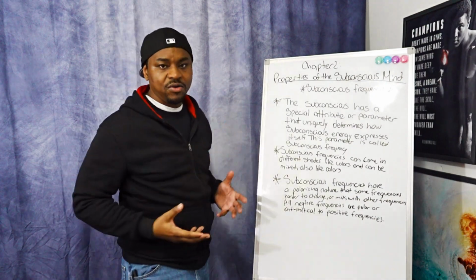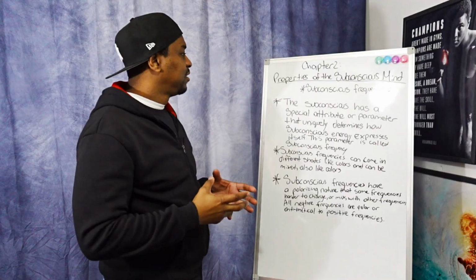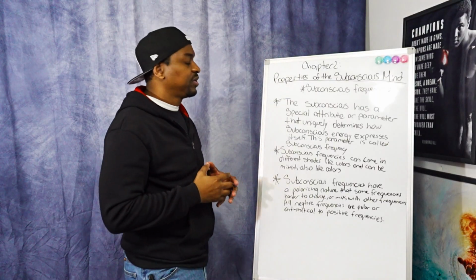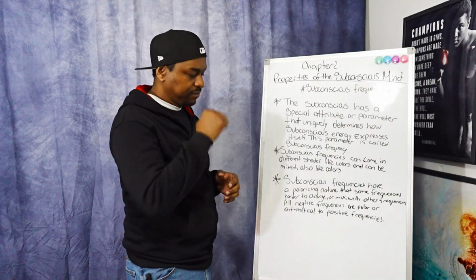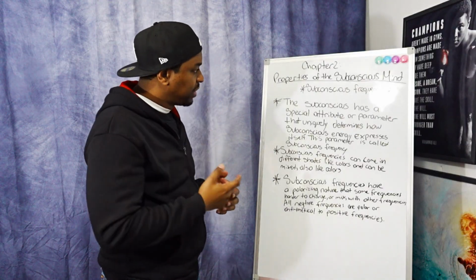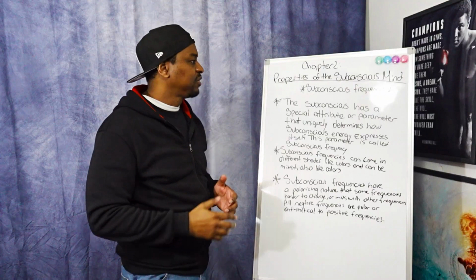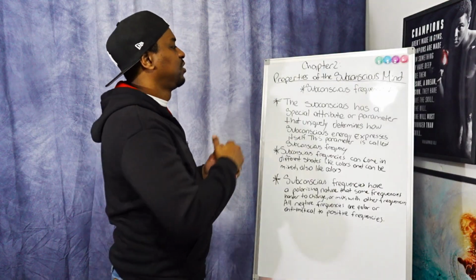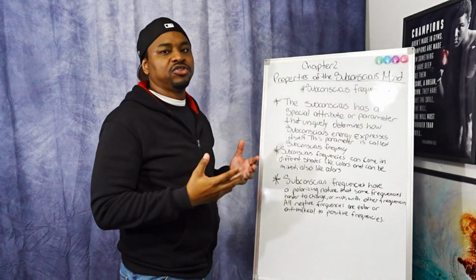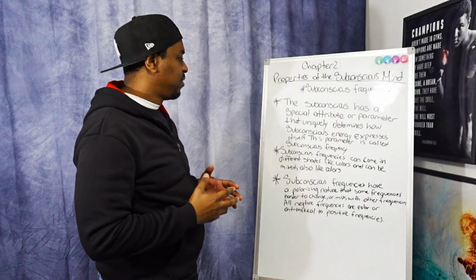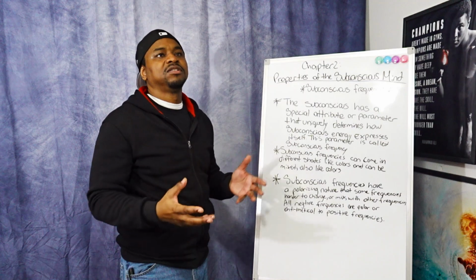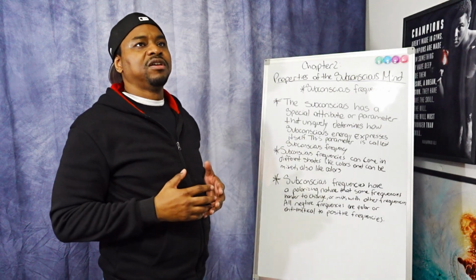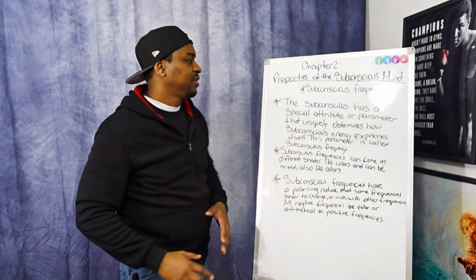So now we're going to talk about the next property of the subconscious, which is very important. I think this is actually the last one for this chapter. We're now going to talk about something that I call subconscious frequency. Before going into this, I want to give a little bit of an idea of what this is like, right?